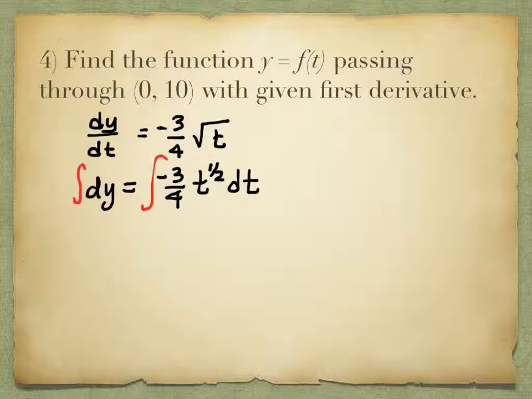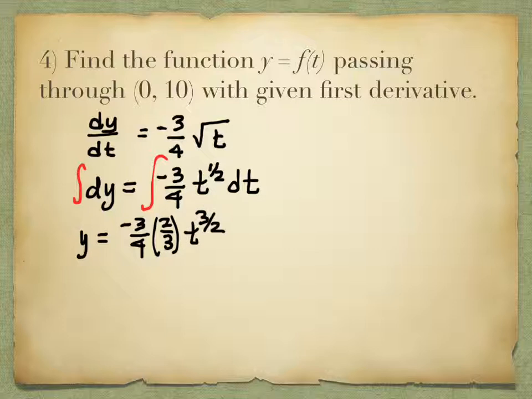Okay, the integral on the left is y. On the right, that's negative 3/4. Now what? 2/3 t to the 3/2. Good. And then plus c. Let's clean this up a little bit before we start plugging anything in. I've got y equals what? Good. Negative 1/2.